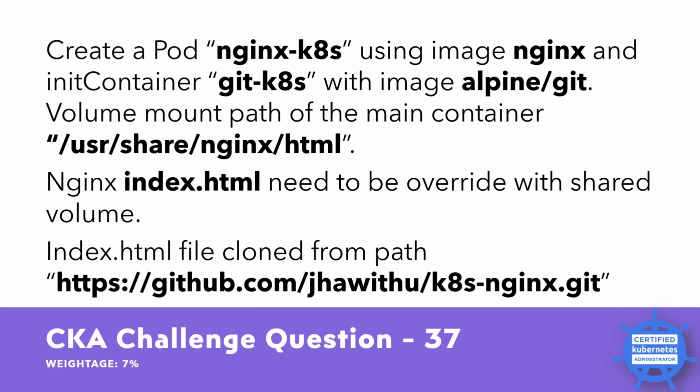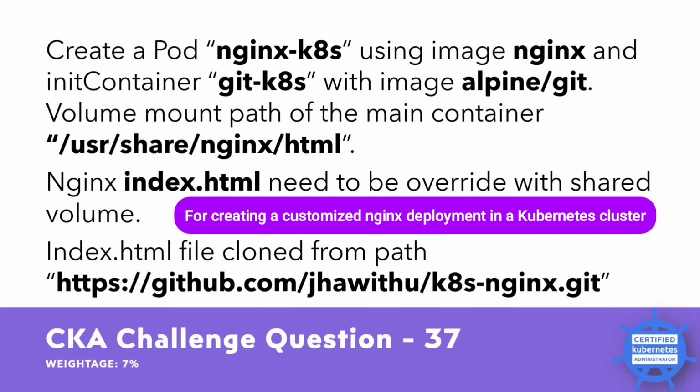After you have created the Kubernetes YAML manifest file, you can use the kubectl command to apply the configuration and create the nginx-k8s pod. Once the pod is running, you can verify the index.html file has been overwritten by checking the contents of the shared volume mount path in the main container. This task is useful for creating a customized nginx deployment in a Kubernetes cluster and can be extended to include additional customizations and configuration options.